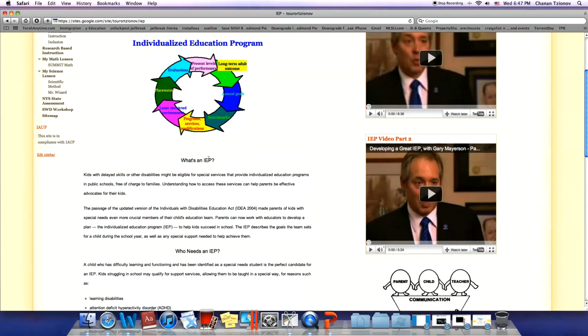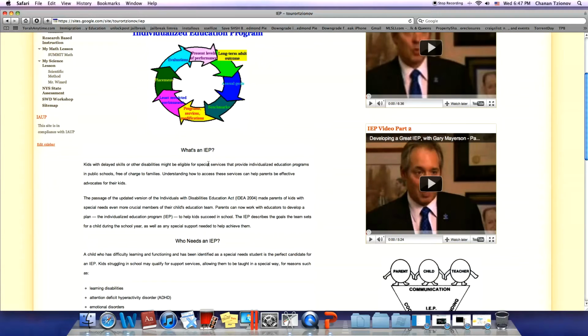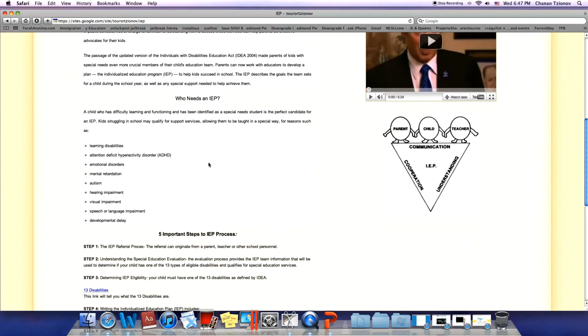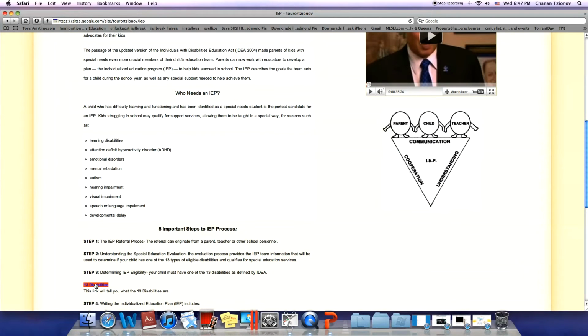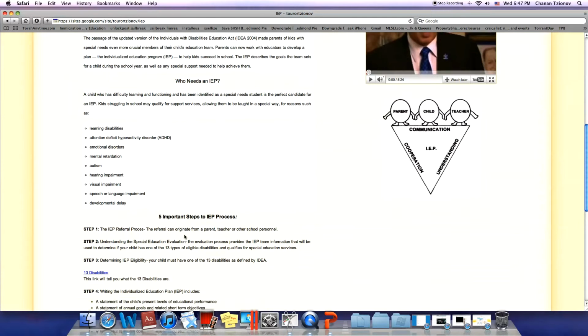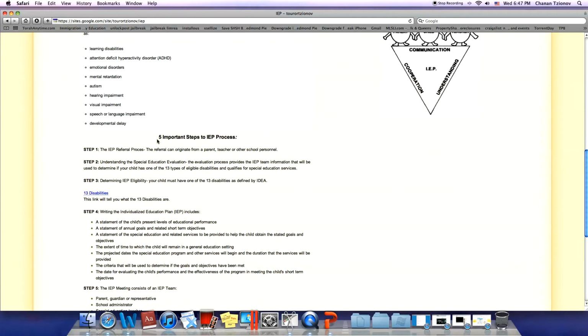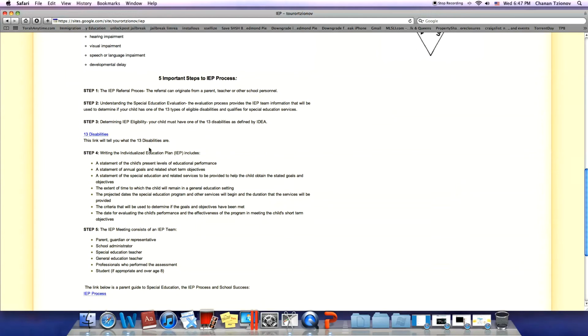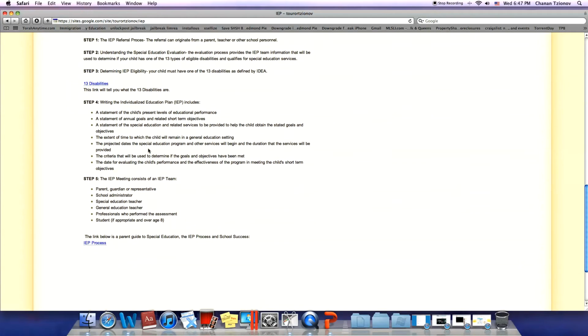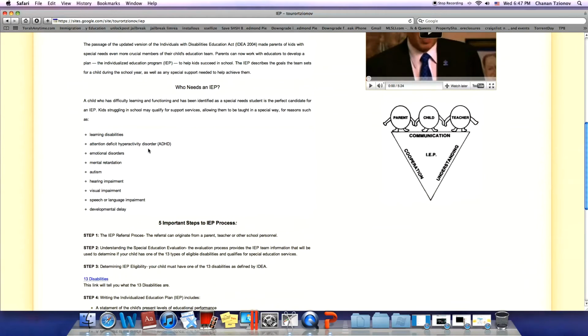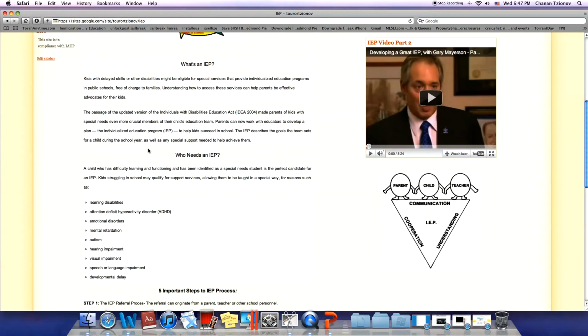If you look on the left-hand side, you will have information about what is an IEP, who needs an IEP. You will see a link that has 13 different disabilities in which a child can have who will need an IEP. This also has the important steps to an IEP process, the 5 different steps. This page is very informative on an IEP, and you can always go back to it.